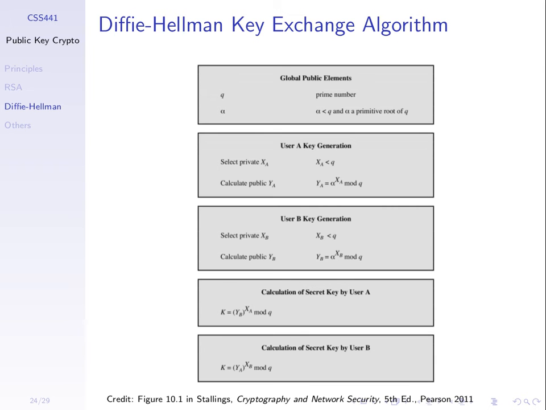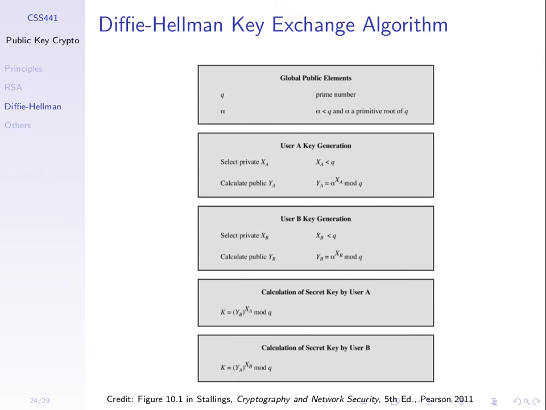And you'll calculate a public value, which we'll call y. And the way to calculate this value of y is take alpha, raise to the power of your x, and mod by q. And B does exactly the same, but they use their x value. So A has private X and public Y, B has private X, public Y, then they exchange their Y values. They send their Y values to each other.